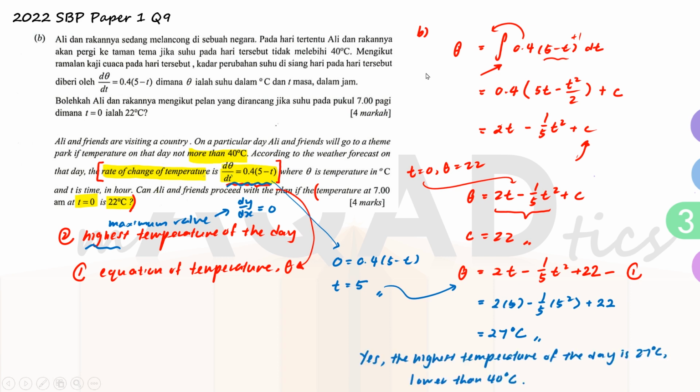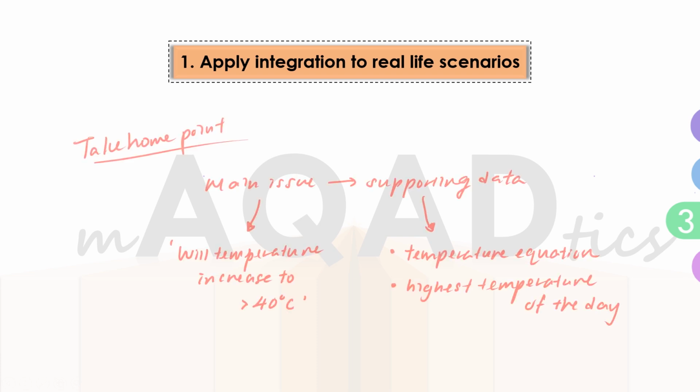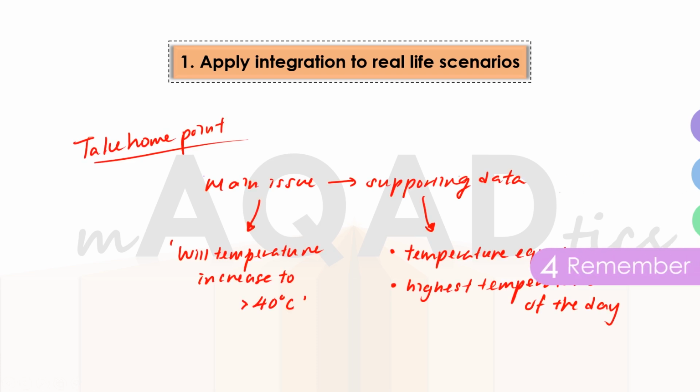And congratulations, you all have completed today's question. This brings us to the aim of this video, which is how do we apply integration to real life scenarios. Here are the take home points for this video. For this kind of real life situation, we can split it into two: what is the main issue or the problem, and what are the supporting data we need to get. The main issue here is, will the temperature rise to more than 40 Celsius? The supporting data that we need is the temperature equation, because we need that to find the highest temperature of that day.